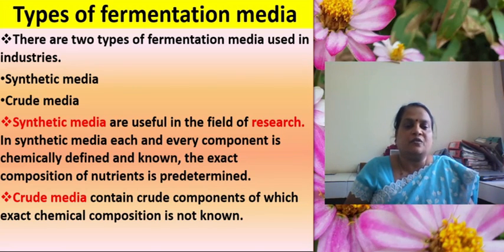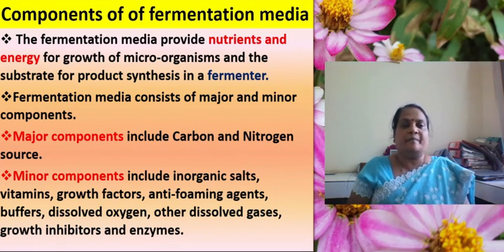Crude media contain crude components, and as the components are crude, the exact chemical composition is not known. For example, a medium is designed with molasses as a component. The exact chemical composition of molasses is not known. So a medium containing molasses will be a crude medium. A medium containing peptone will also be a crude medium. A medium containing sulfite waste liquor will be a crude medium. So if you add crude components of which the exact purity or chemical composition is not known, such a medium will be called a crude medium.